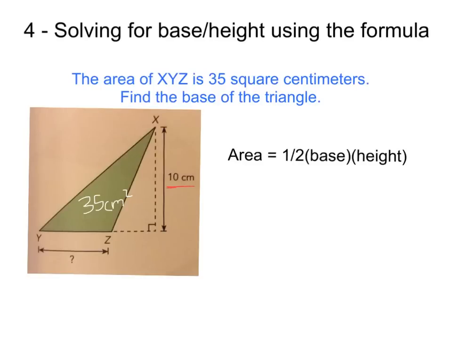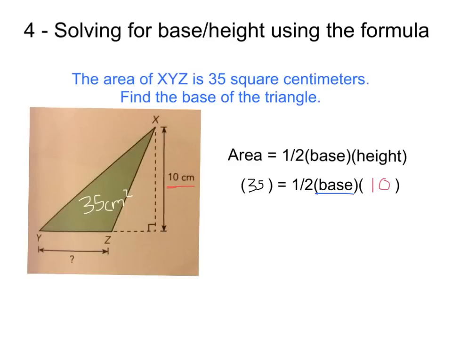So we can look at our equation, area equals 1/2 the base times the height, and we can now plug the known values into that equation. So if I go right here, I know that my area is 35 centimeters squared, and my base is unknown, so I still want to keep b or base in there, and then my height is 10 centimeters.